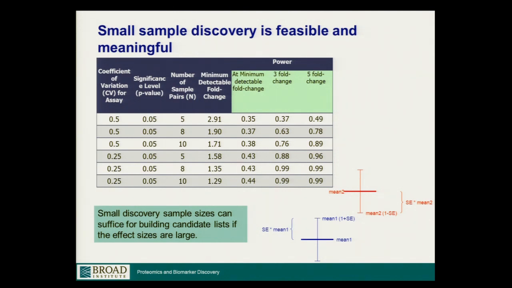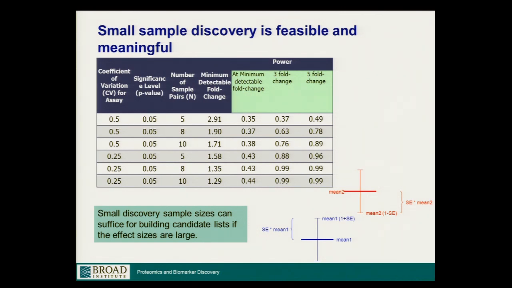But then what is the power? In other words, if I did have a 3-fold change, how frequently would I actually find it? And the power, unfortunately, is about 35%. So if you actually had a 3-fold change in your cancers and controls, and you had only 5 samples, and this was your measurement error, there's only a 35% chance that you would find it.